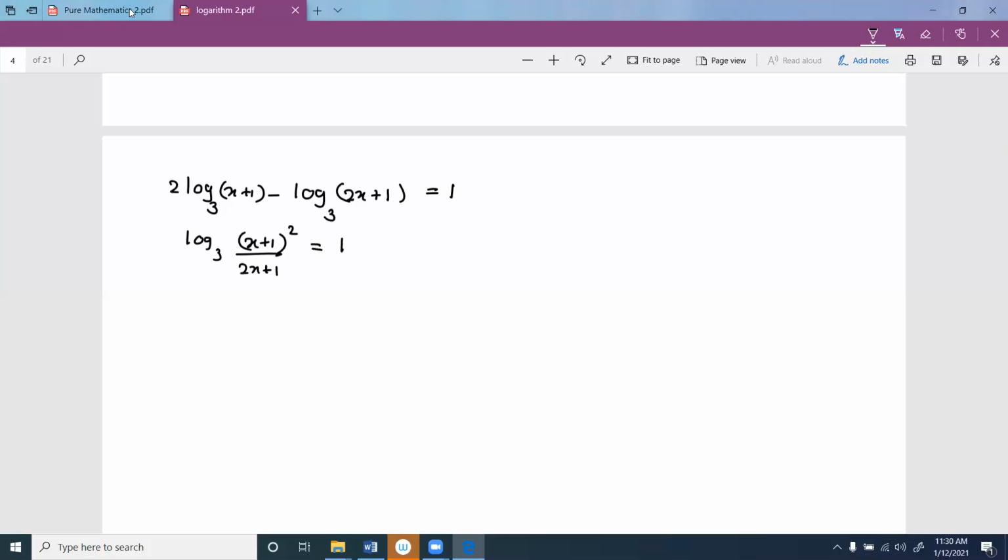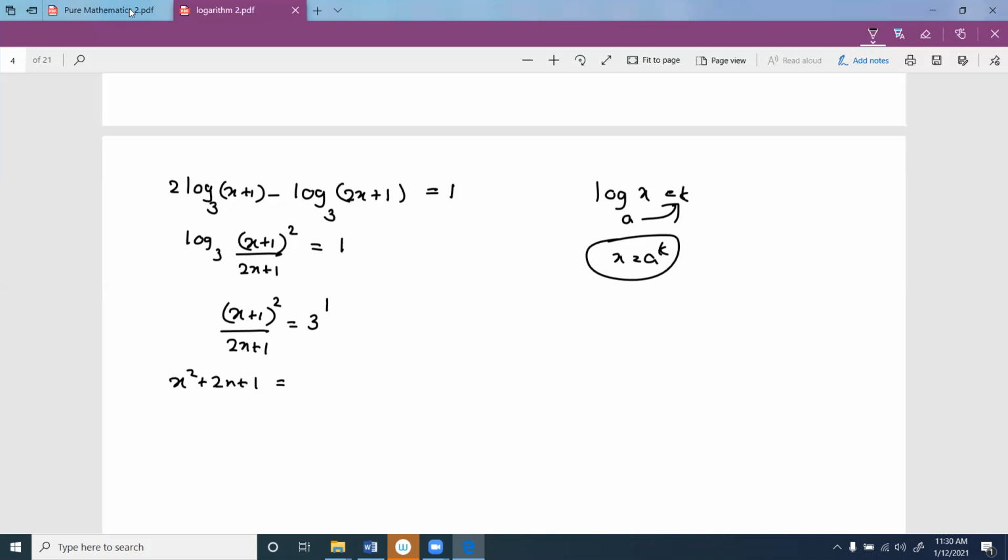Then you can say (x plus 1) to the power 2 over (2x plus 1) is equal to how much? 3 to the power 1. I just wrote it this way because if log a x equals k, you know that x equals a to the power k. Same thing I just did over here. Then expand it: x squared plus 2x plus 1 is equal to 3 times (2x plus 1), cross multiplying and bringing the denominator to this side.